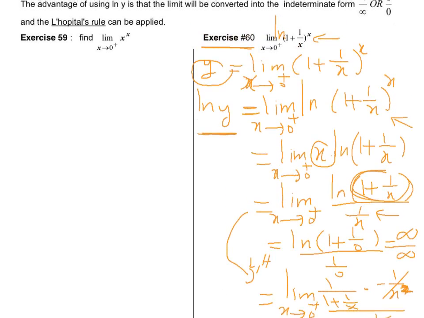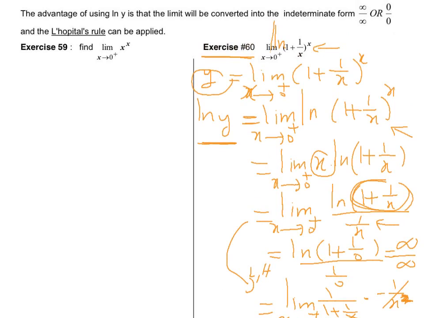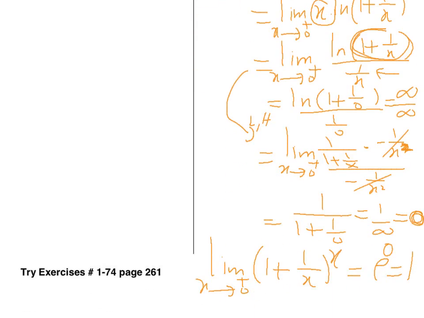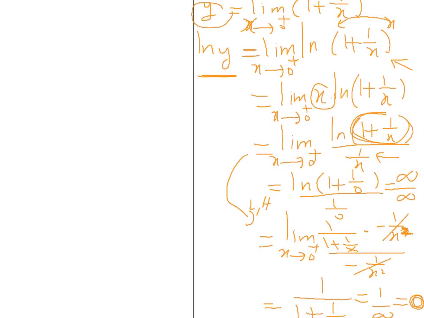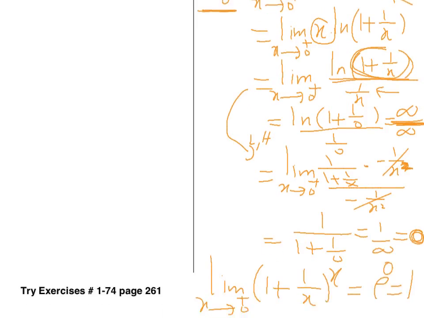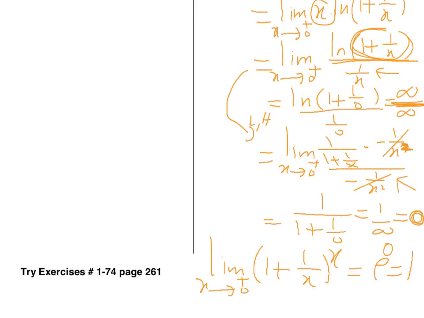So like I said, think about it this way: you put ln here at the beginning, then start working. The reason we put ln is so we can bring this power down and write it as a ratio. Here we wrote it as a ratio. Make sure the ratio is 0 by 0 or infinity by infinity, apply L'Hopital's rule, and then at the end take e to the power of your answer.